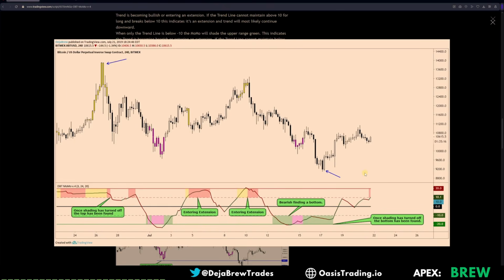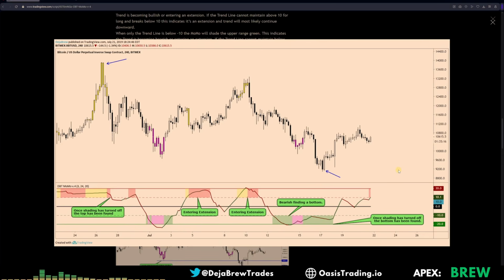All right. Another thing you want to look for is when these shadings are turning off. So when the Momo is above the positive 10 level, that is what we call finding a top. It is looking for higher value. Once you guys watch my volume profile video, you will understand what I mean by finding higher value. But you're basically saying, hey, we want to look for higher value. We want to look for higher prices. We are finding a top.